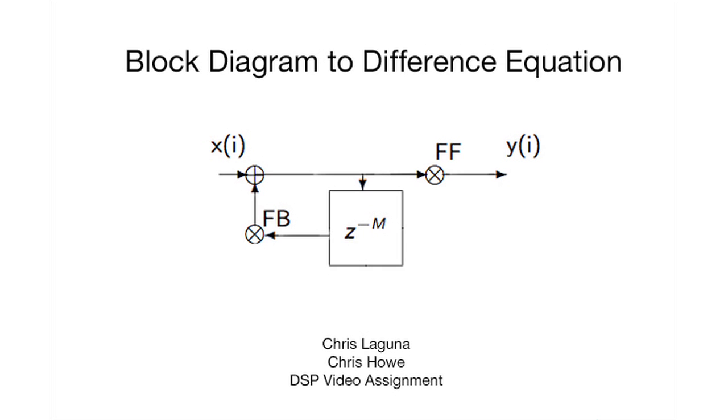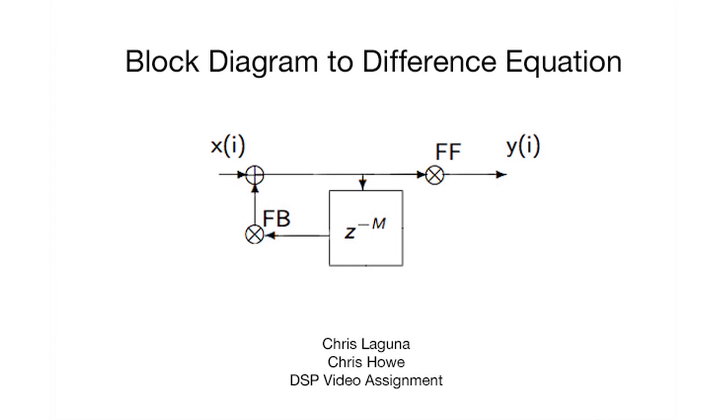Hey guys, in this video we'll be explaining how to derive a difference equation from a block diagram. In these diagrams, x[i] represents the input signal, y[i] is the output signal, and arrows indicate direction of data flow. The cross represents multiplication, the plus addition, and the z to the negative m represents an m sample delay.